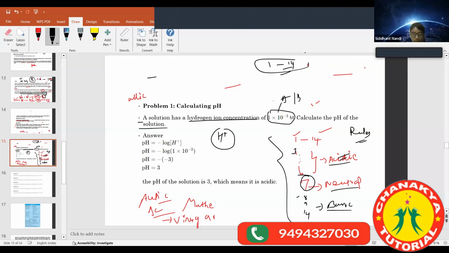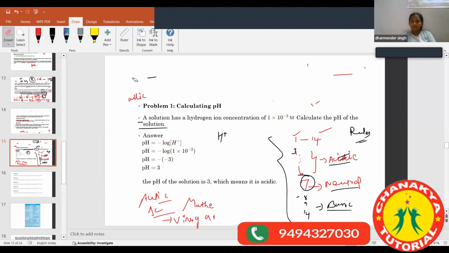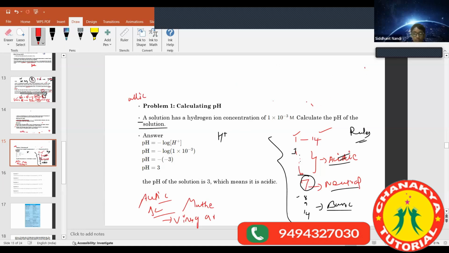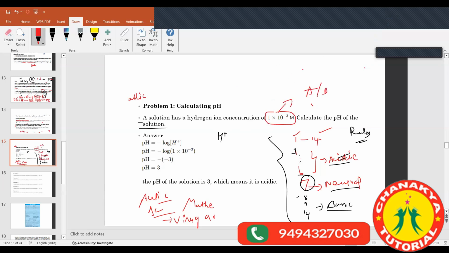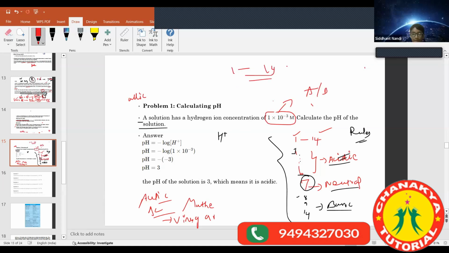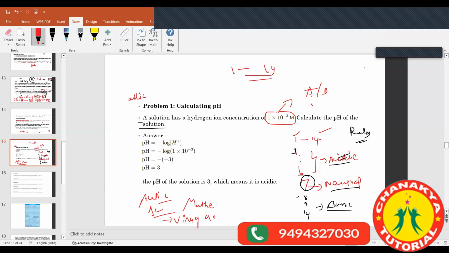But 1 into 10 to the power minus 3 will be, I think, like minus 1000 moles, kind of. But can I say just by seeing this whether it is an acid or base? I cannot say, because I need the whole number value from 1 to 14. I'll just guess it comes below 1, so I think it will be acidic only. Like that, you can make a random guess.